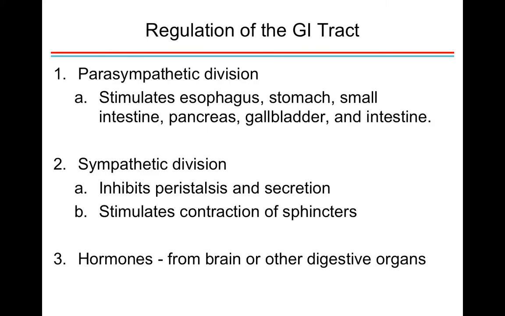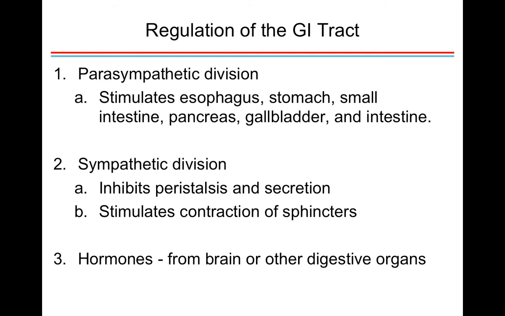As we mentioned previously, the parasympathetic and sympathetic nervous systems can regulate the GI tract. So the parasympathetic nervous system stimulates the esophagus, stomach, small intestine, pancreas, gallbladder, and intestine. And that is because when we are resting, that is a good time to digest our food.